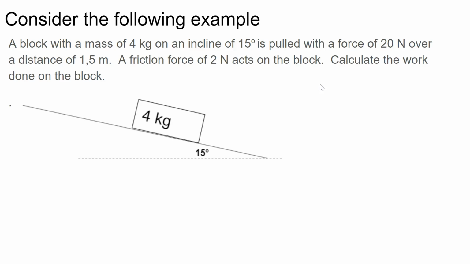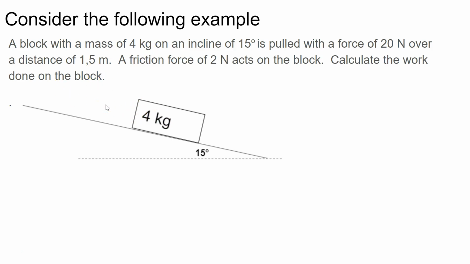A block with a mass of 4 kg on an incline of 15 degrees is pulled with a force of 20 Newton over a distance of 1.5. A friction force of 2 newtons acts on the block. Calculate the work done on the block. Now that I read this question, I realize it's stated a little bit ambiguously. You don't know whether the 20 Newton force is going down or whether it's going up. I did not specify that. So I'm just going to tell you now. Let's assume that it's going up for the sake of doing this sum.